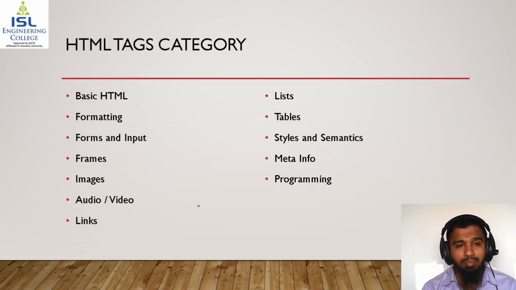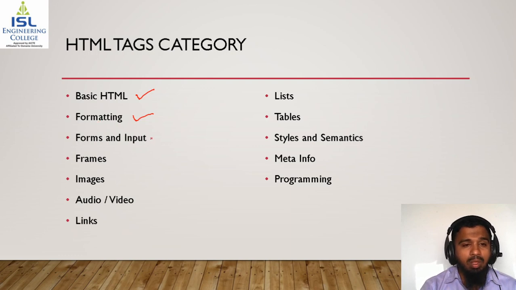Next, we have some of the basic categories. Or we can say these are the HTML tag categories. First will be basic HTML, and we will have formatting, like changing the color, making the font big, or bold. And form and input means you can create a label, a button, or a text box. That all comes under form and input.